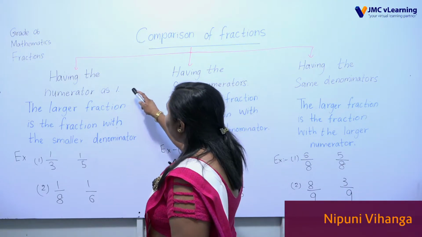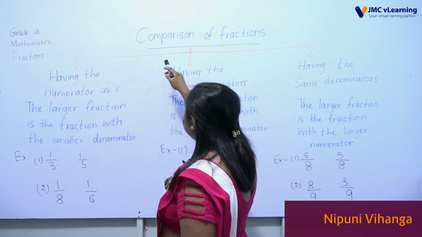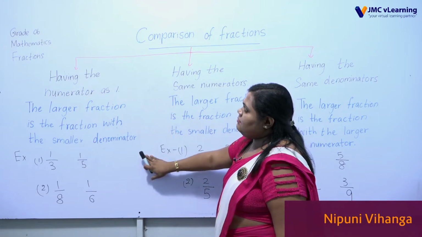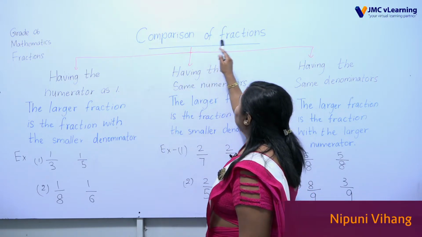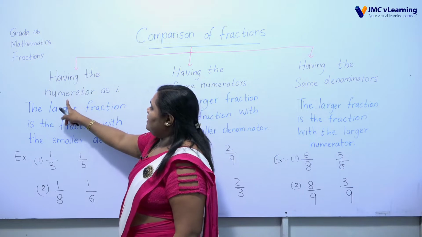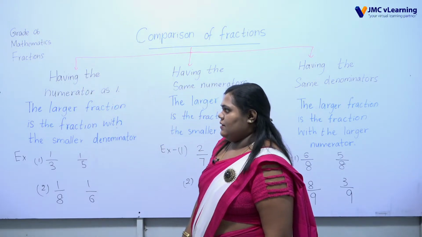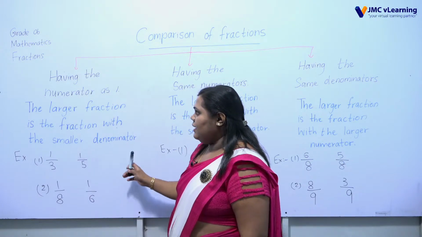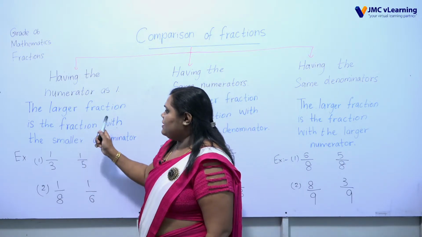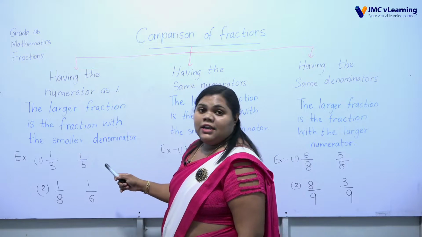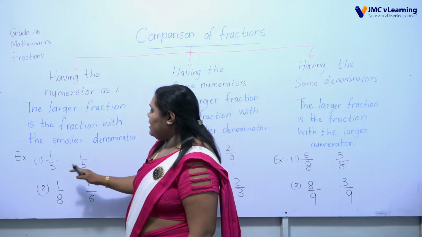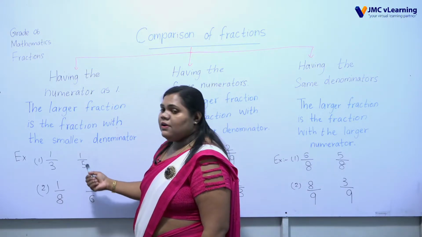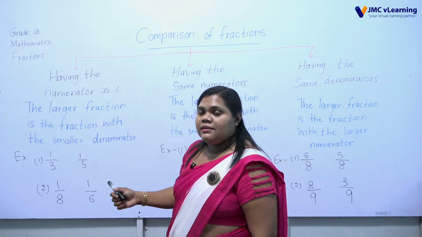Okay children, now we are going to review the things that we have learned so far. Comparison of fractions having the numerator as 1. The larger fraction is the fraction with the smaller denominator. It means if we want to find the larger fraction, we have to find the smaller denominator.